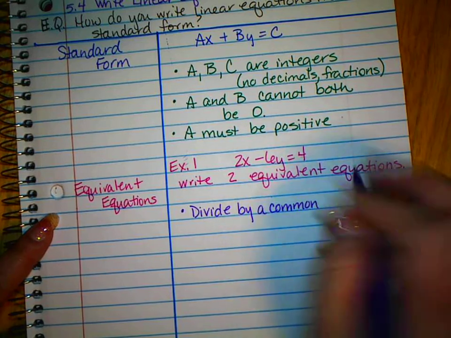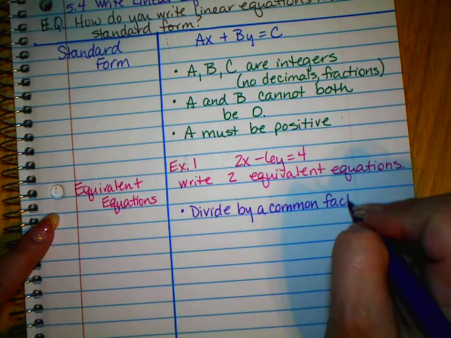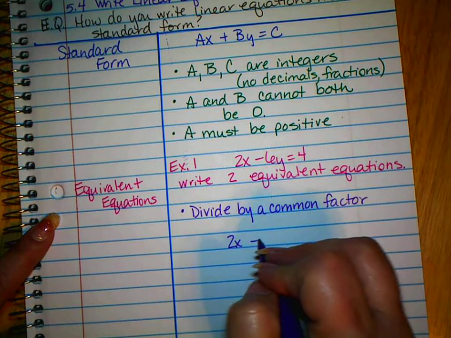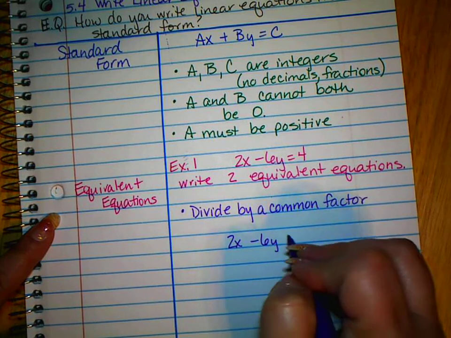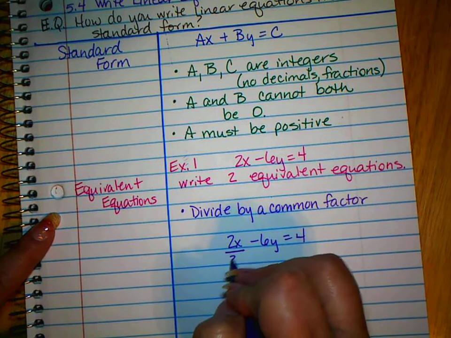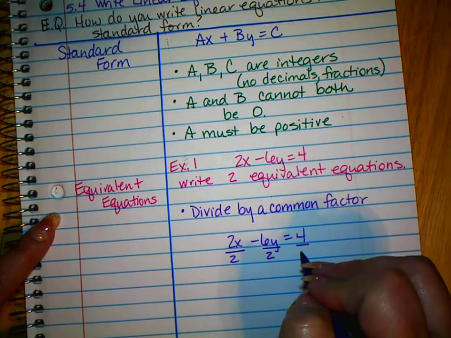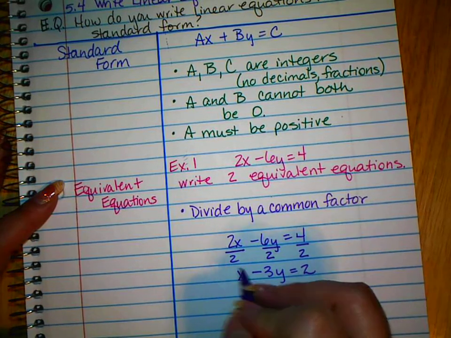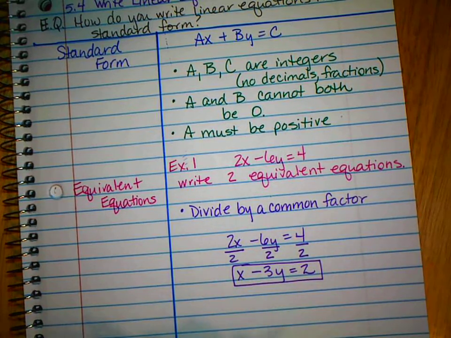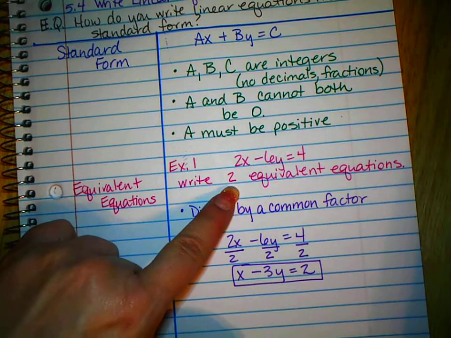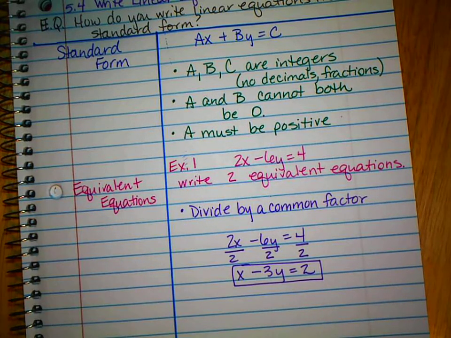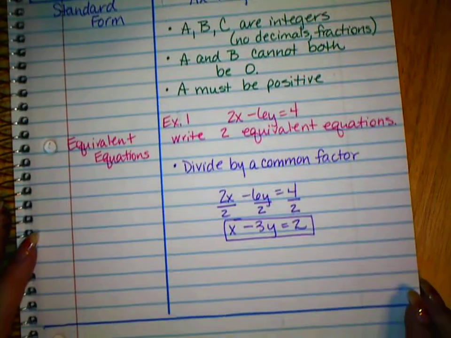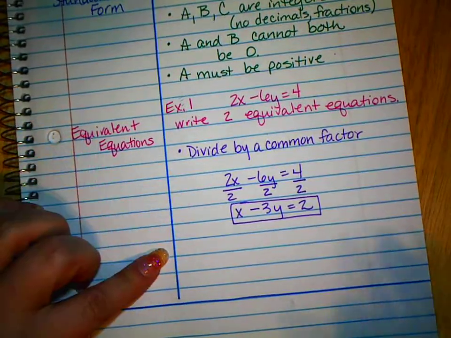In looking at 2, 6, and 4, I notice they're all even. So I could take 2x minus 6y equals 4 and divide the entire equation by that common factor, which would give me x minus 3y equals 2. And there's one of them. I needed two equivalent equations. Dividing by a common factor is good.